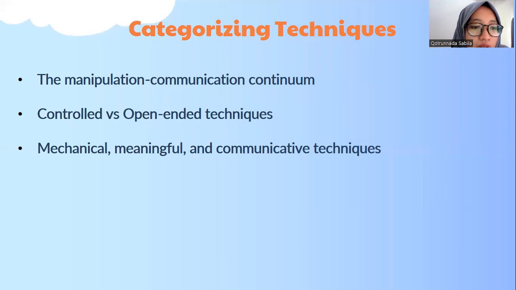And then we have controlled versus open-ended techniques. The difference may be the extent to which the teacher controls the flow of the discourse and learners simply fill the discursive slots provided. Open-ended techniques allow teachers and students to break through the communicative cocoon and to improvise in the classroom. And then mechanical, meaningful, and communicative techniques.